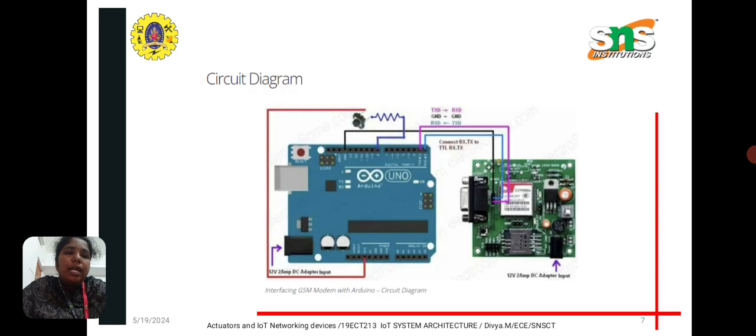This is the circuit diagram. Here we have connected the transmitter pin of the Arduino board to the receiver pin of the GSM module, and the receiver pin of the Arduino board to the transmitter pin of the GSM modem, so that if the Arduino transmits data, the GSM receives the data. At the same time, if the GSM sends data, the receiver pin of the Arduino collects the data. So we have to connect the transmitter pin and receiver pin in the correct format.